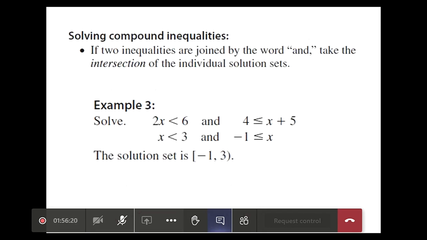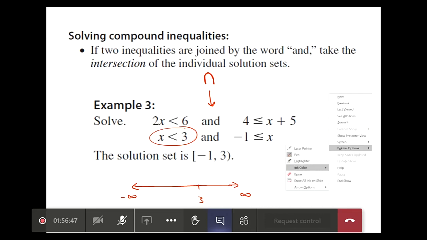So this one, okay? Look at this. We have and means intersection. Look at this. We have 2x less than 6. So by dividing by 2, we have x less than 3. In real numbers, from negative to positive infinity, we have 3. So the first solution, this one.